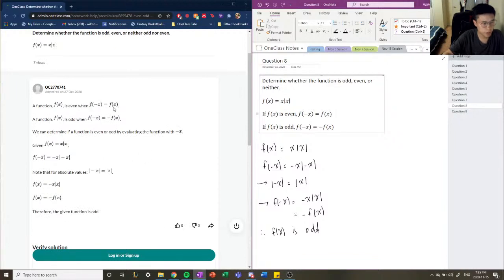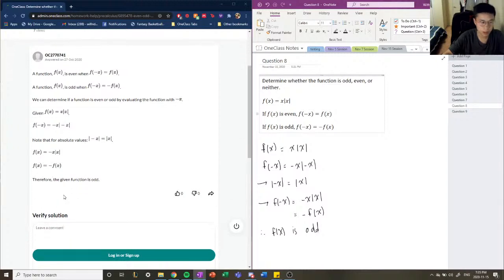So the junior tutor provided the same solution. They stated what an even function and an odd function is, and then they evaluated f of x equals x times absolute value x, and they came to the same conclusion that f of x equals negative f of x, which means the given function is odd.